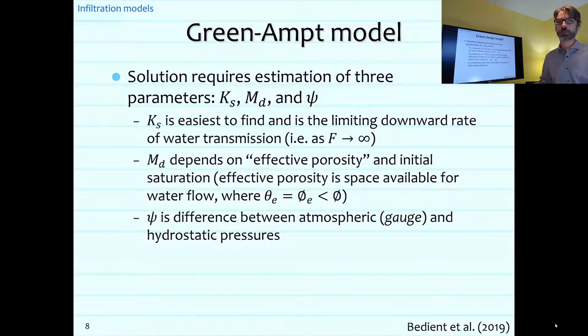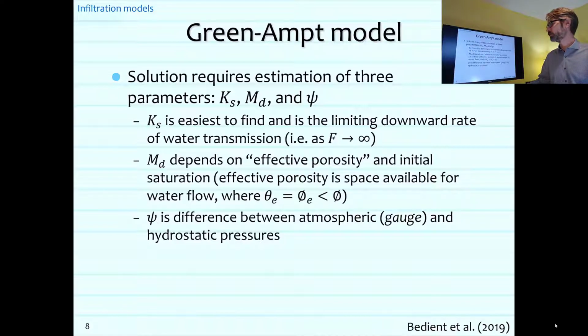To solve this equation, we need to estimate 3 different parameters. We need values for Ks, we need a value for Md, and we need a value for psi. Ks, it turns out, is pretty easy to find, and it's actually ultimately the limiting downward rate of water transmission as F approaches infinity. Md depends on something called the effective porosity and the initial saturation.